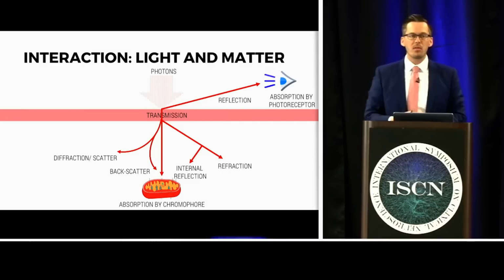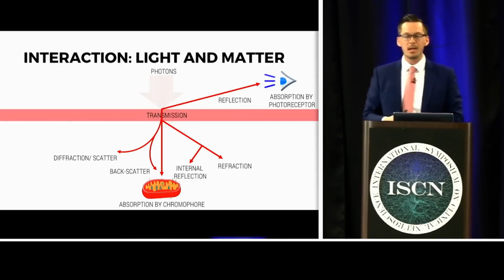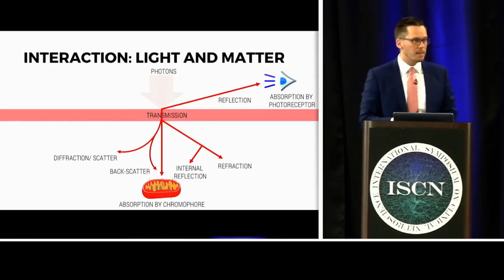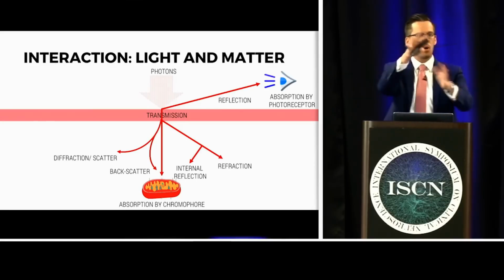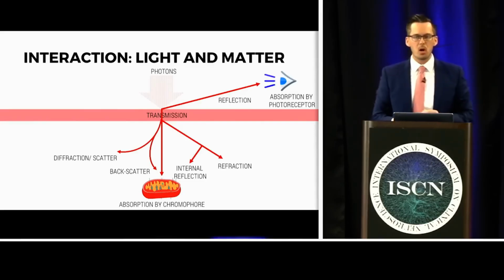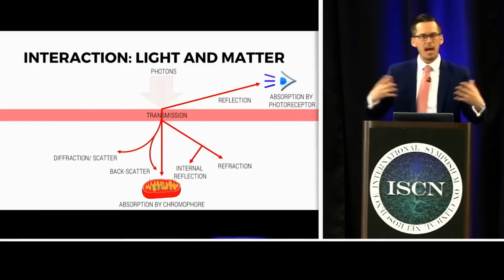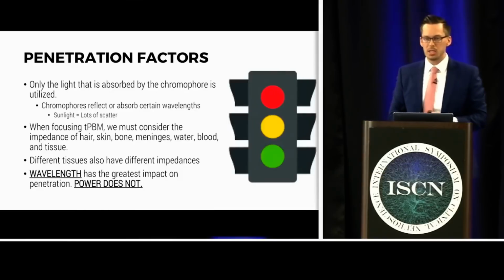Other things that we have on the right side of the screen there are diffraction and scatter. This is energy that becomes wasted or absorbed by other tissue other than your target tissue. And then we also have backscatter. So when these light waves or photons get in, they just go all over the place, and a small percentage of them go right to where you're trying to target them. So we always have collateral influence on our tissue with photobiomodulation.